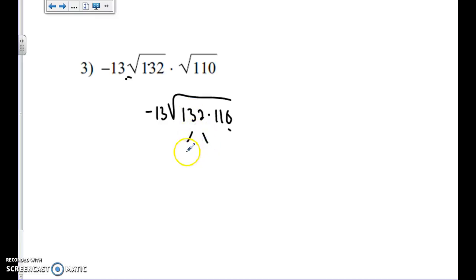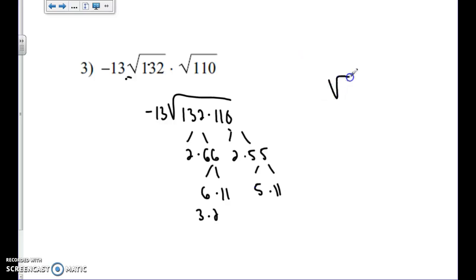So 2 and 66, and then 2 and 55. So I got 66 breaks down to be 6 times 11, and then 3 times 2. 55 breaks down to be 5 and 11. So underneath the same radical sign, I'm going to circle all the prime numbers that I have. So these are all my primes.